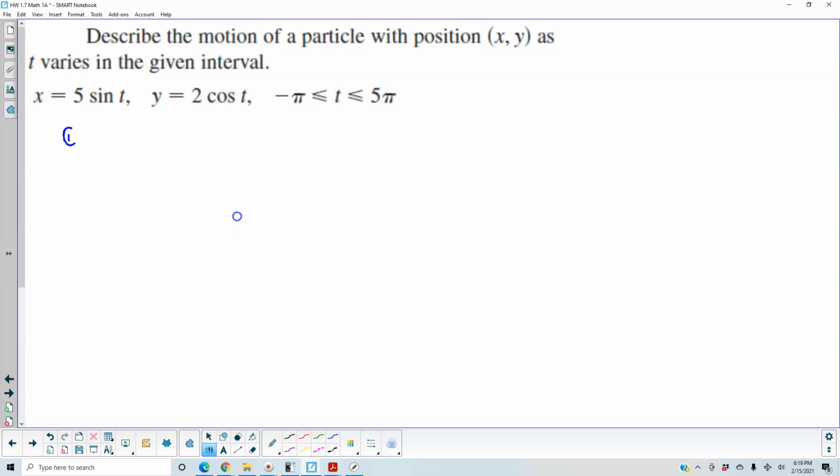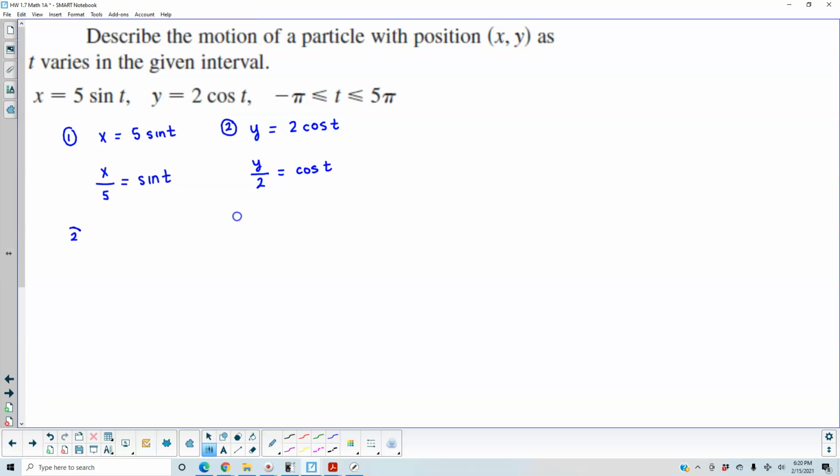So the first thing we need to do is look at the first part of our parametric equation, x, which is equal to 5 times the sine of t. If we divide both sides by 5, then we have x over 5, which is equal to sine t. Similarly, if we do the same thing for y, which is equal to 2 times the cosine of t, divide both sides by 2, and therefore y over 2 is going to equal the cosine of t.